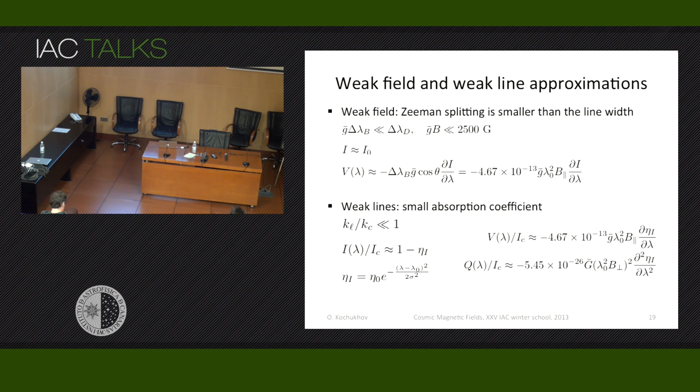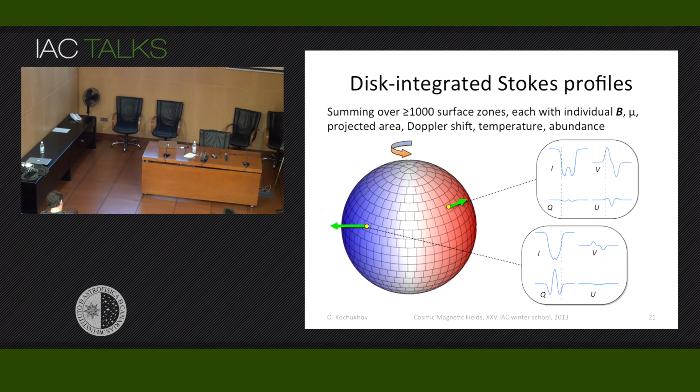Well, here again, I would like to emphasize that this proportionality between Stokes V and the derivative of I is valid in the weak field and any line strength, whereas proportionality between Q and the second derivative of the absorption coefficient is valid only in the weak field and weak line situation. So this is more restrictive.